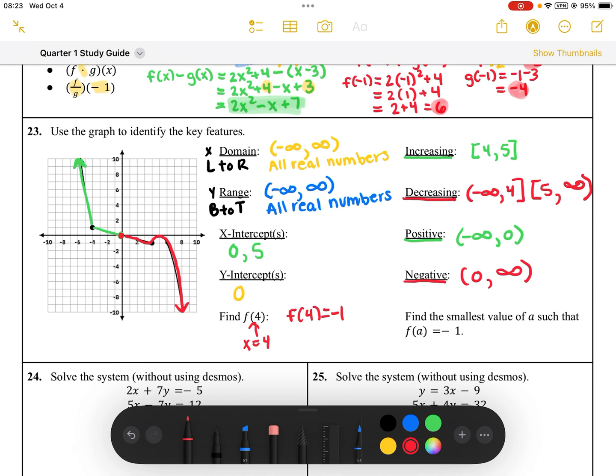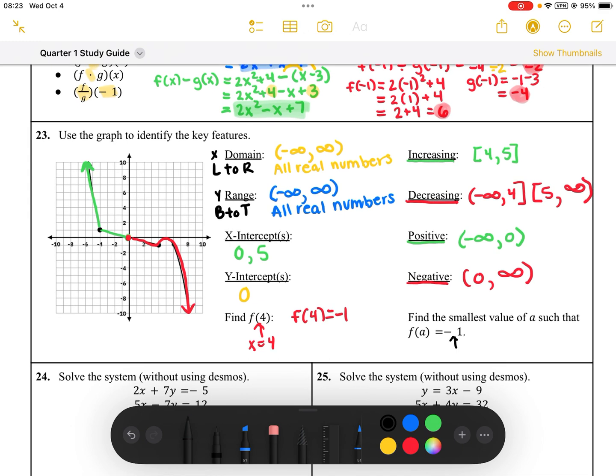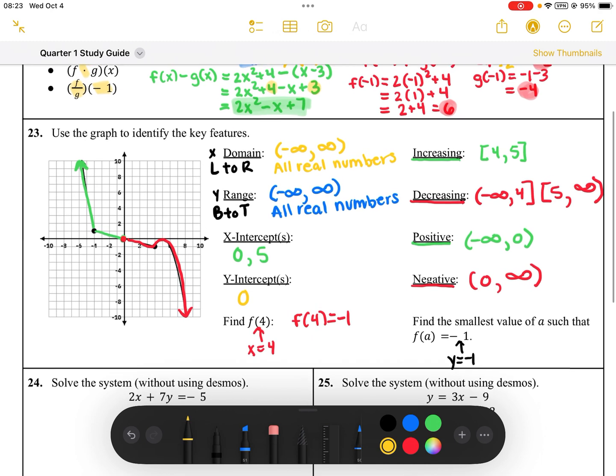The last part, find the smallest value of a such that f of a equals -1. So this -1 here means when y is -1. On my graph, I'm going to go find where -1 is for y. That's right here. So I'm going to draw a horizontal line. It crosses right here, 1 point and 2 points. So I need to find the smallest value. The smallest value is going to be the one further to the left here. So that is going to be the x value 4. But here we're talking about a, so we're just going to say a equals 4.